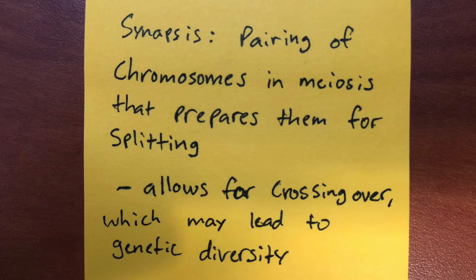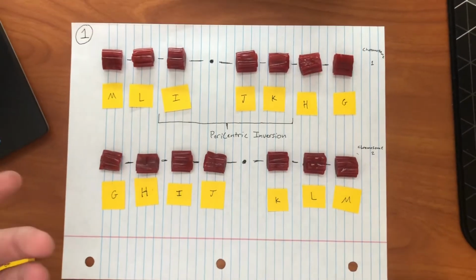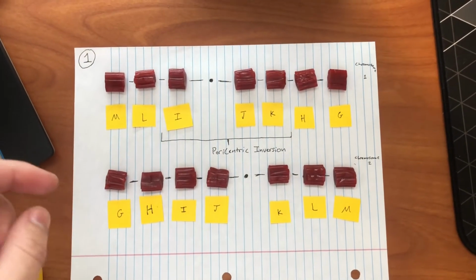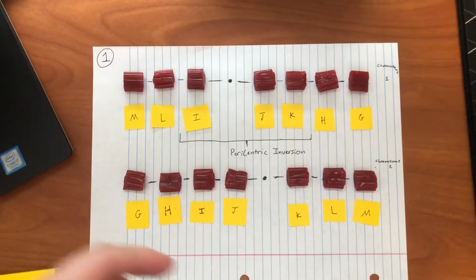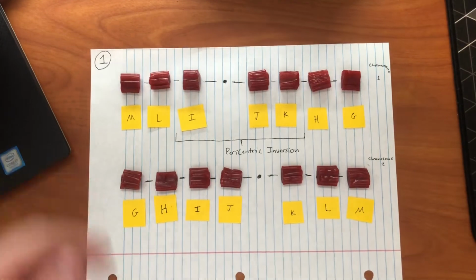In this video, we'll be looking at the synapsis of chromosomes in meiosis. Synapsis is the pairing of chromosomes in meiosis that prepares them for splitting, and it allows for crossing over of the genetic material, which may lead to genetic diversity. So here we have the first individual with these chromosomes, and the Twizzler pieces will represent the segments of the chromosomes that must pair together in synapsis.